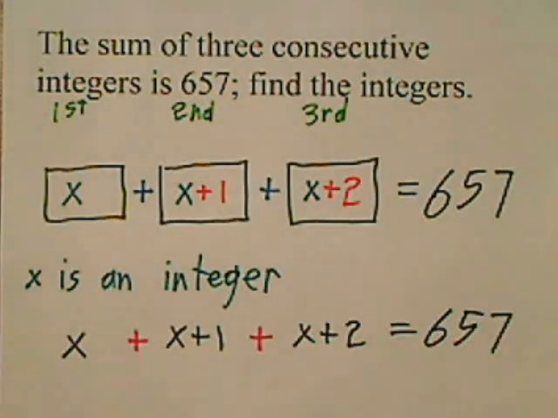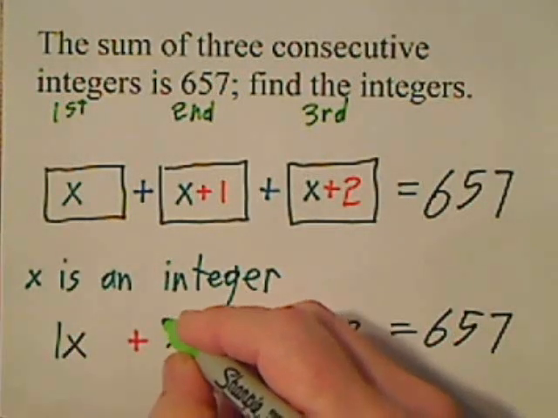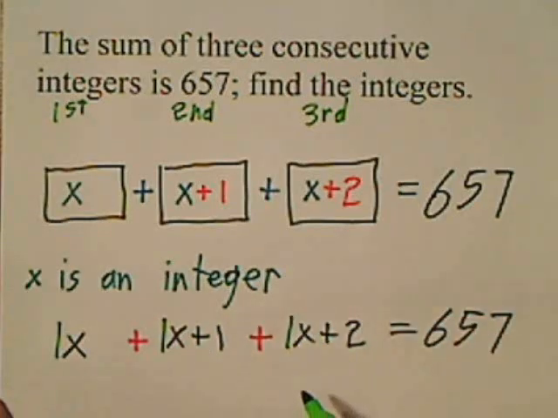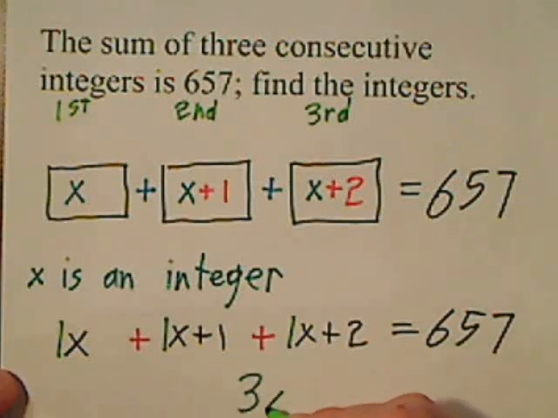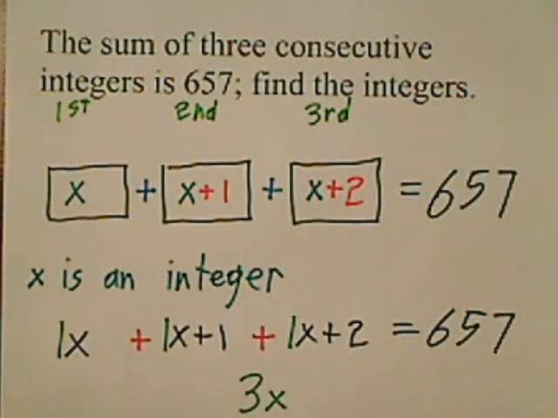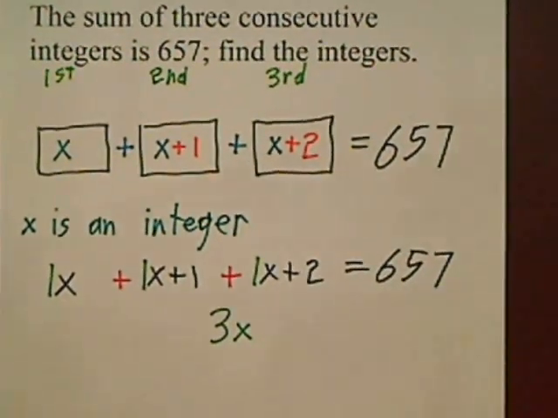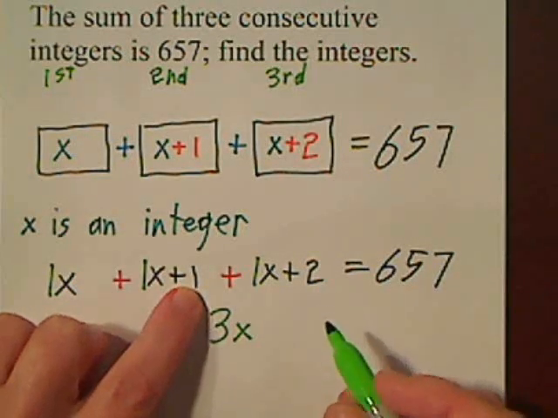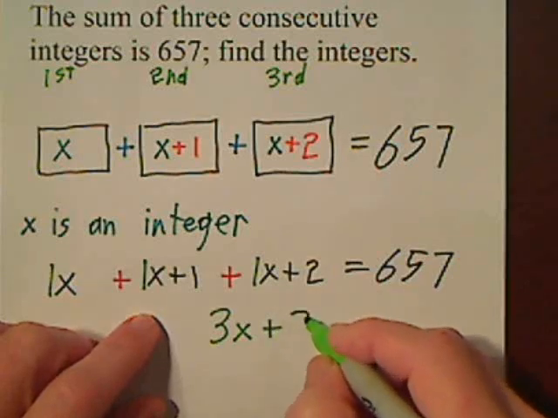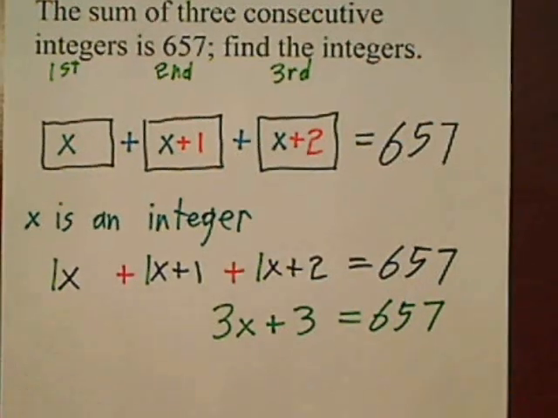Now we're going to solve for x. Keep in mind there's a 1 in front of each of these. So when I combine like terms, I get 3x. When I combine the 1 and the 2, I get a 3. So 3x plus 3 is equal to 657. Now we just solve the algebraic equation.